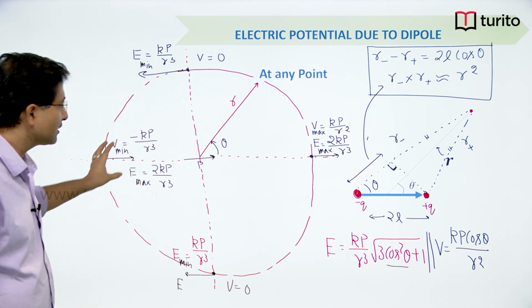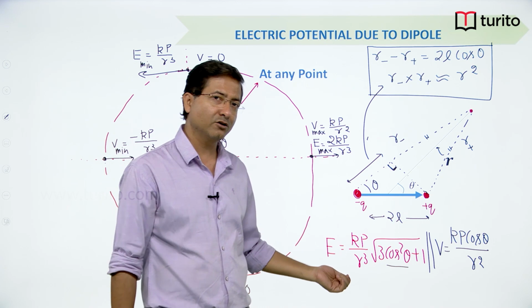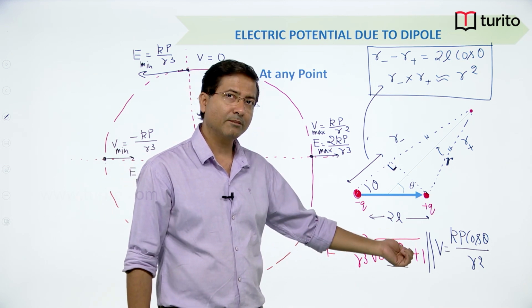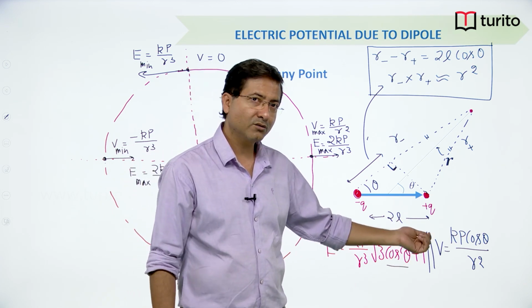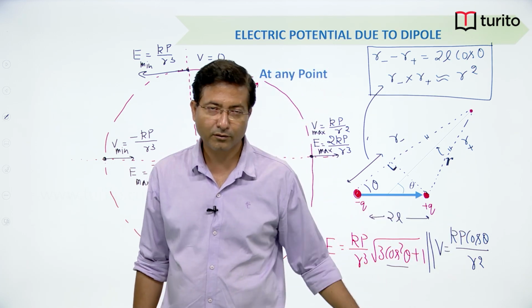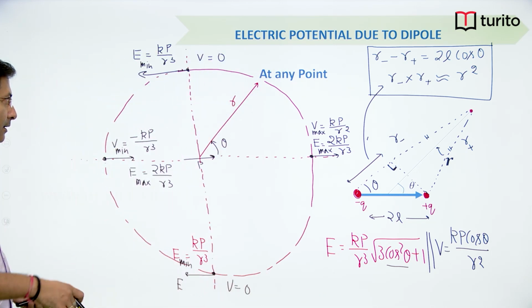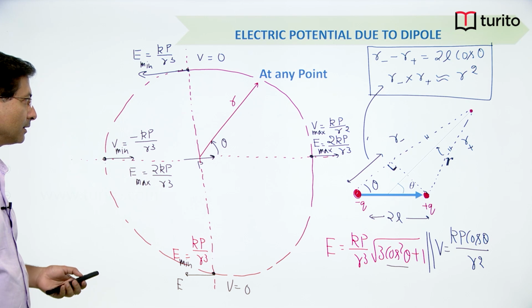I hope you understood each and every point. So you have to remember these two formulas, that field is Kp divided by r cube times the square root of 3 cos square theta plus 1, and V is equal to Kp cos theta divided by r square. So we will be using these expressions. Now, let us see the next concept.